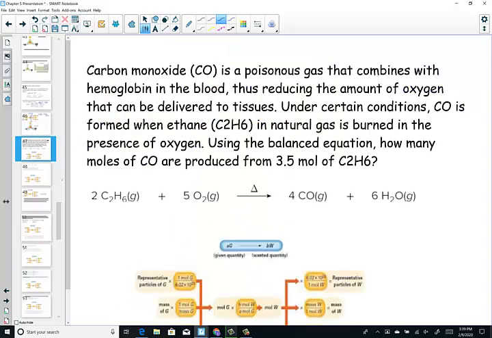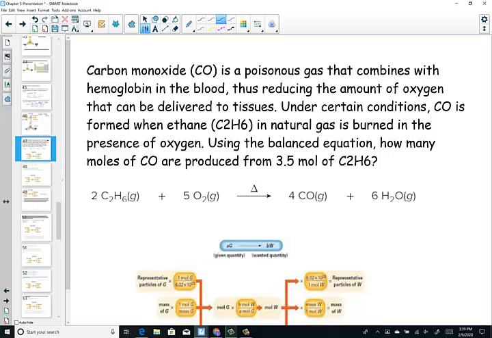When we look at a balanced equation, such as carbon monoxide, a poisonous gas that combines with hemoglobin in the blood, it reduces the amount of oxygen that can be delivered to tissues. So that's why you should never run your car in your garage with the door down. There's plenty of oxygen in the room, but the hemoglobin cannot combine to the oxygen because it has a higher affinity for carbon monoxide.